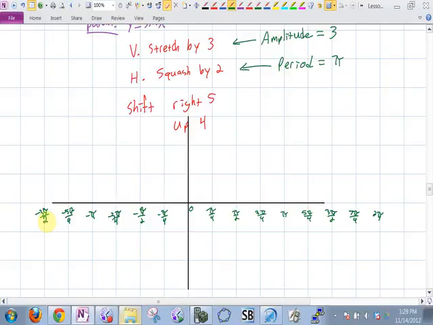So that's how I would label the x-axis, and then the y-axis, for being vertically stretched by 3, I'd probably label by ones. 1, 2, 3. So that's it. So, great. So if you wanted to start with your parent function, which I don't expect a lot of you to, your parent function would look like this.